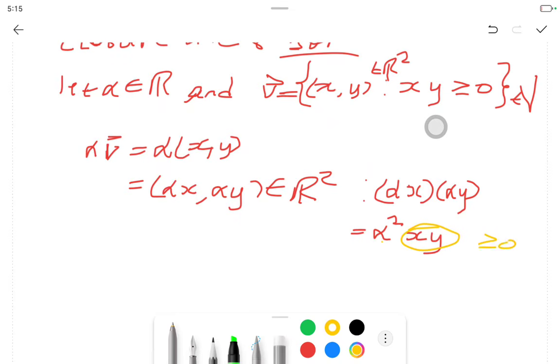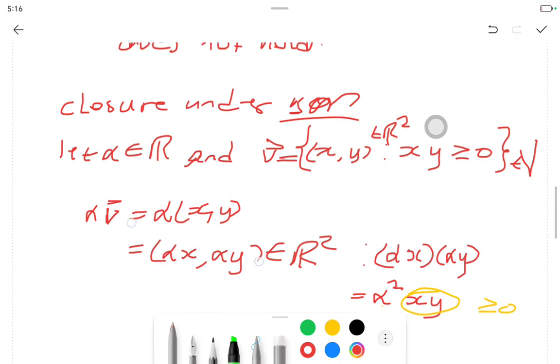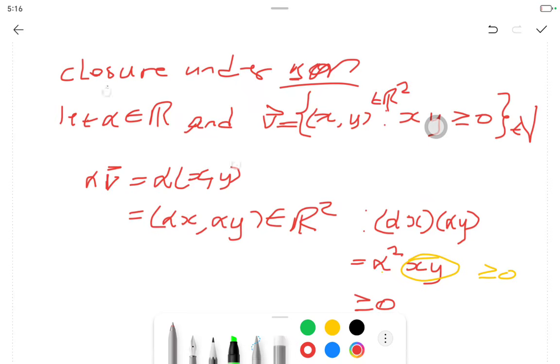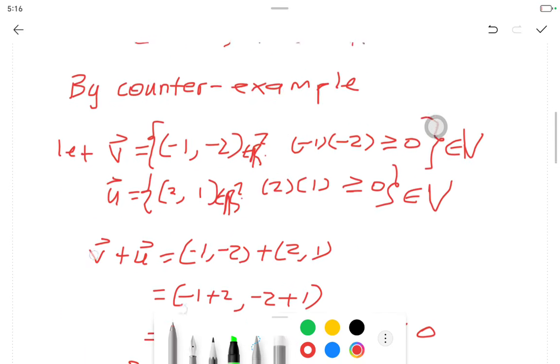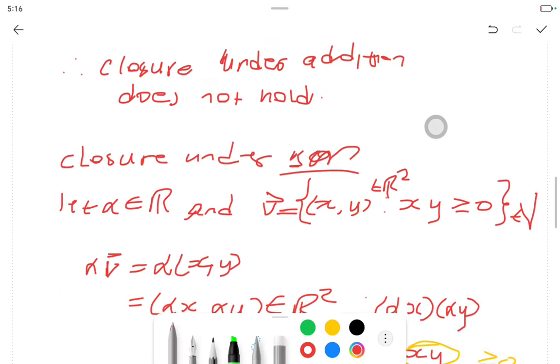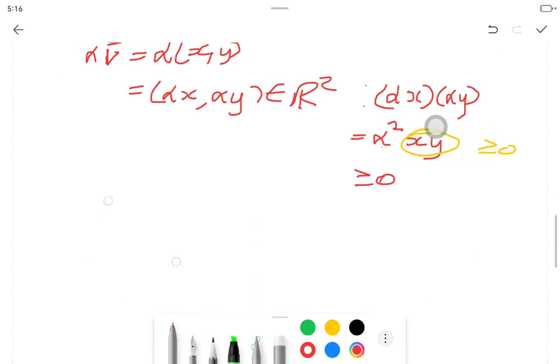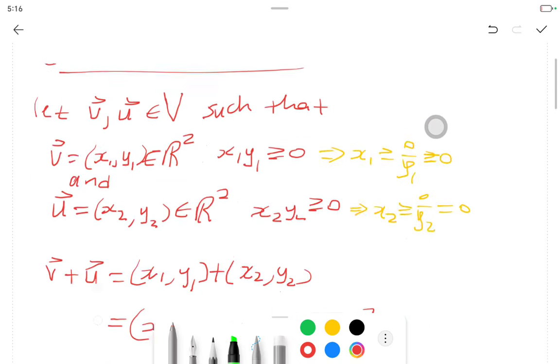And this one, we know that it will always be positive. So this will be greater or equal to 0. You see right now, this will always be greater or equal to 0. So this one holds. So scalar multiplication does hold, but closure under addition does not hold, so there's no need for us to check those other properties. Then we can just stop here for this question.